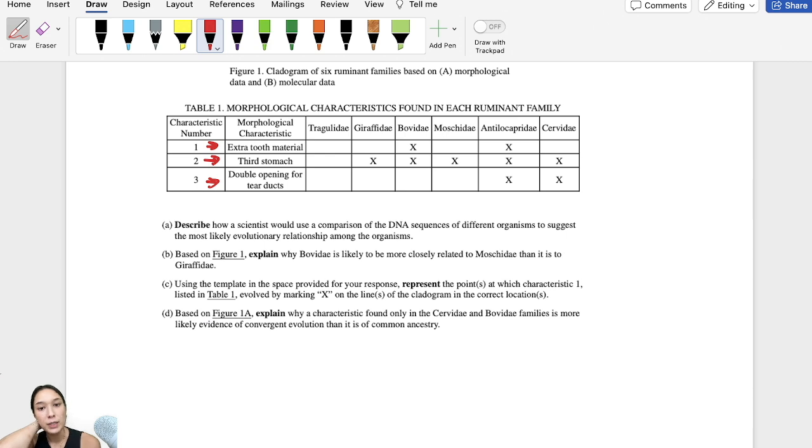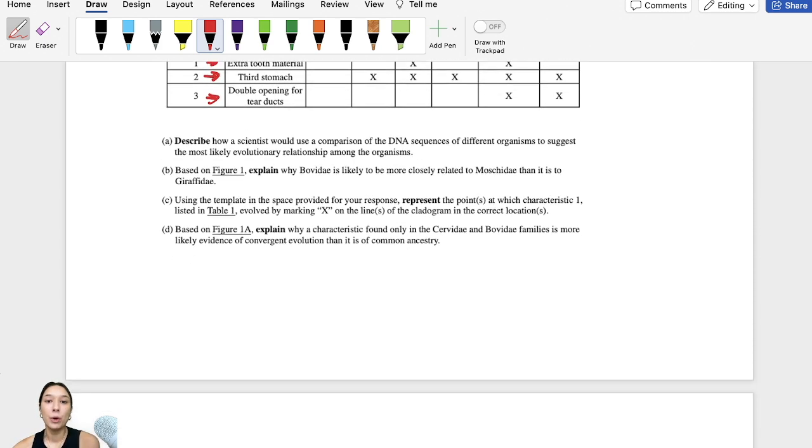A says, describe how a scientist would use a comparison of the DNA sequences of different organisms to suggest the most likely evolutionary relationship among the organisms. So for this one, they're asking you how you use DNA to determine evolutionary relationships. That one is fairly straightforward.